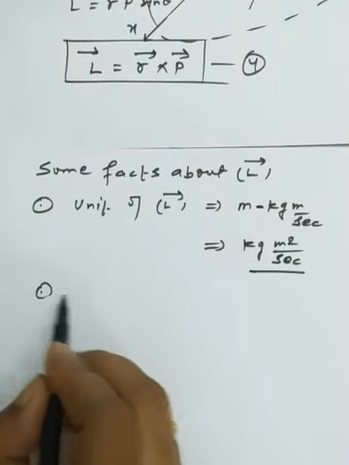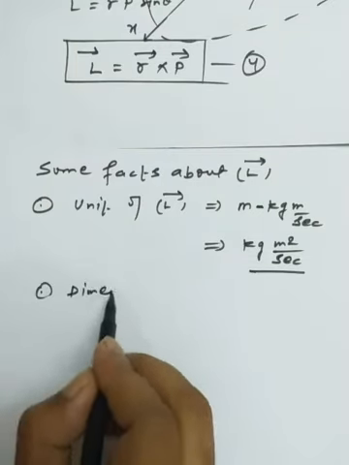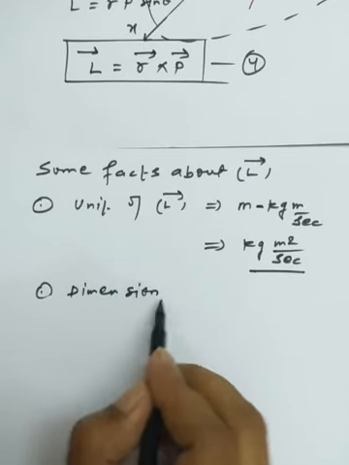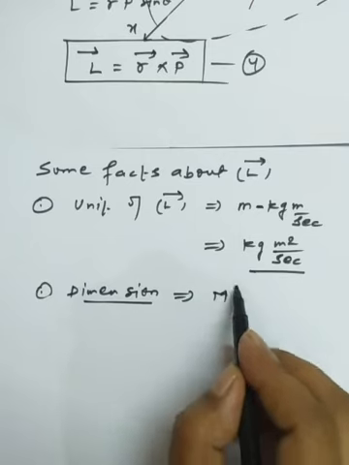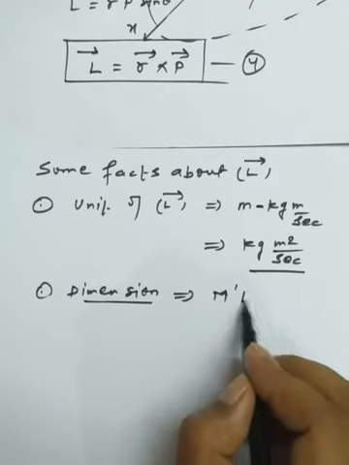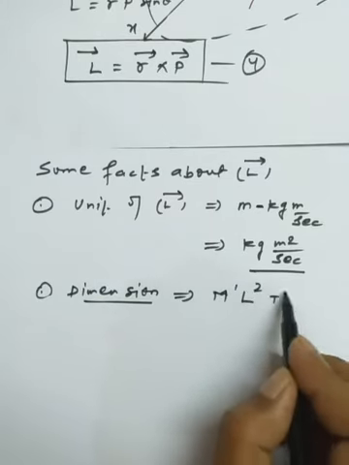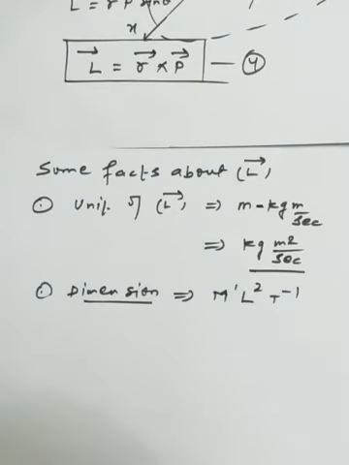Now, what about the dimension we have? What is the possible dimension of the angular momentum? As we know, mass has the dimension M^1, and length has L^2 and T^-1, so that is the basic dimension we have.